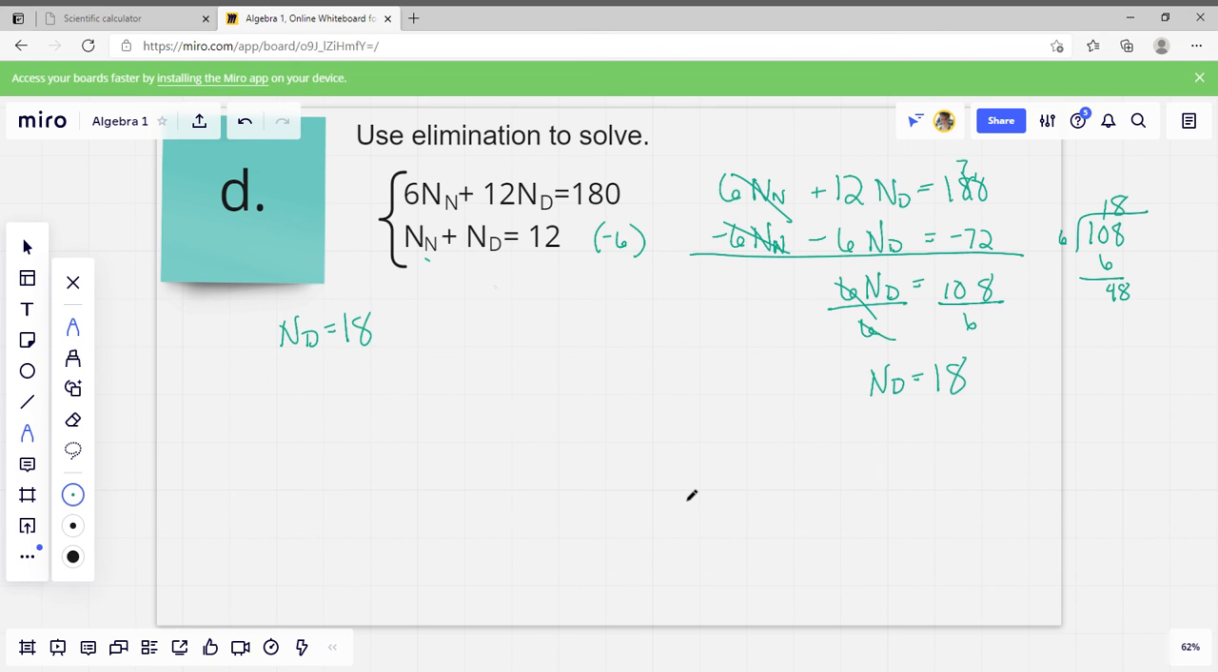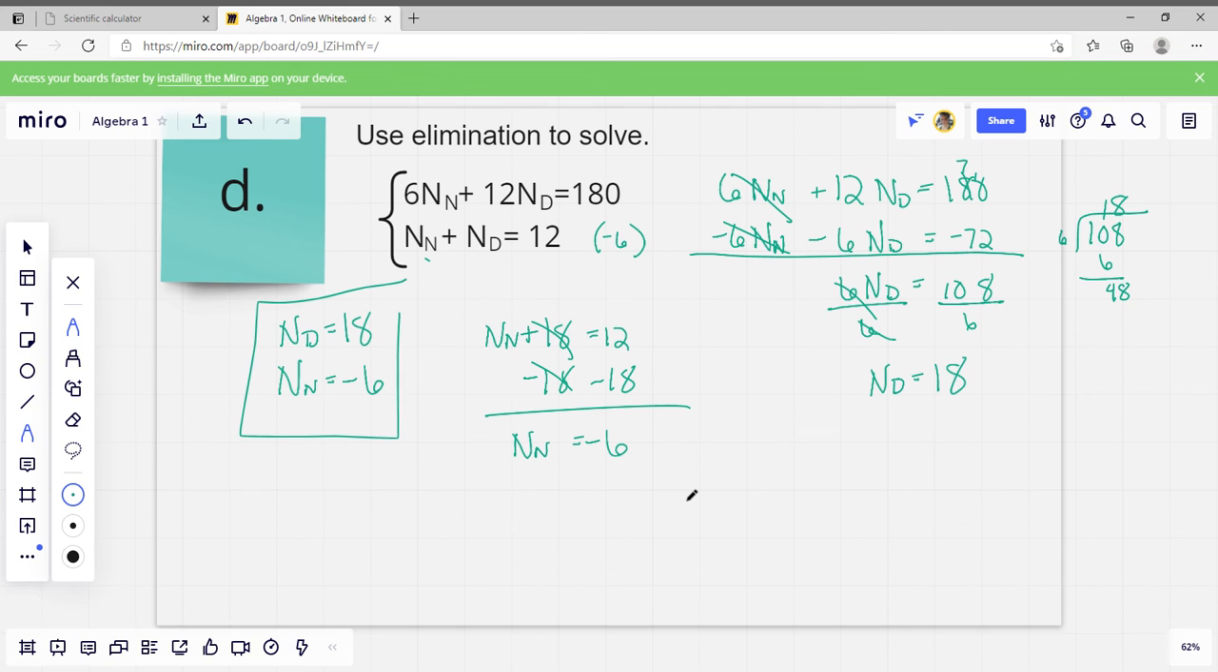Now we've got to find our number of nickels. So our number of nickels plus our number of dimes, which is 18, equals 12. Subtract 18. Our number of nickels equals negative 6. So sometimes these can come out negative, and you might not have been expecting that, but it did. Alright, so there's the answer to that one.